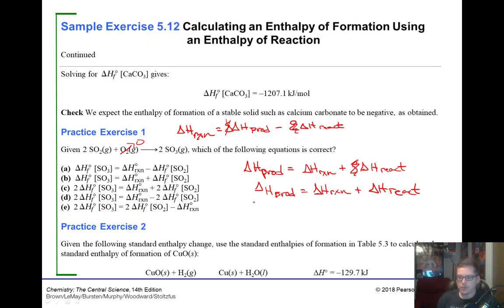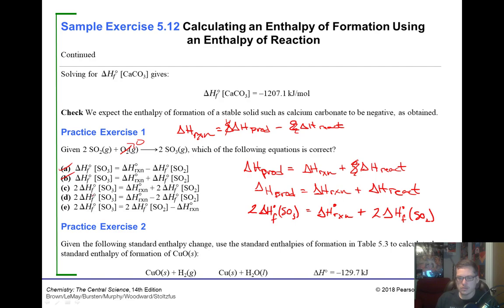Now we just have to plug these in. The delta H of the products is 2 times the delta H of formation of SO3, which is what we're after, and that equals the delta H of the reaction, plus the delta H of the reactants. We only have the one reactant we care about, so that's 2 times the delta H of formation of SO2. Does that match one of the options?